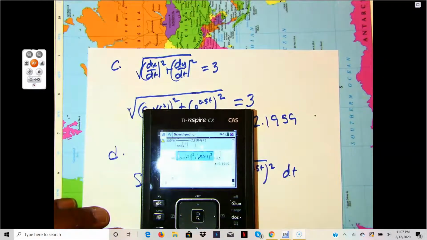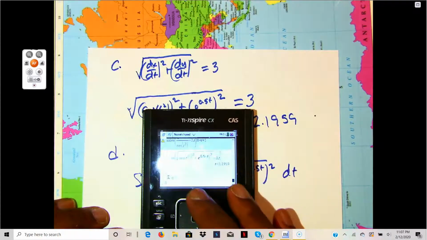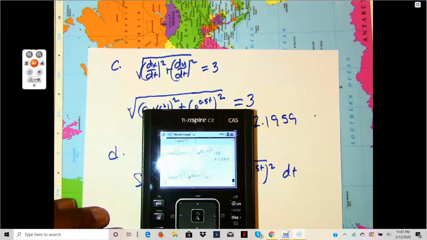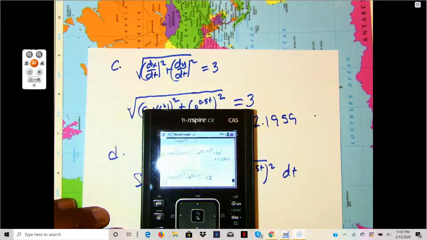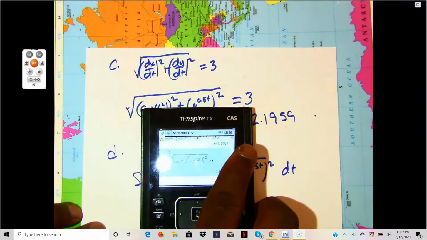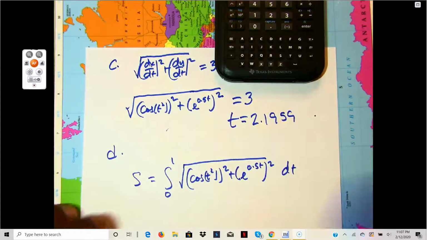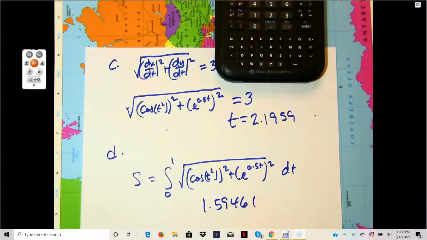There we go. So Control C, and now go ahead and come back down here and Control V. So cut and paste, and now dt, and enter. So the total distance traveled is going to be 1.59461. So s is equal to 1.59461. Okay.